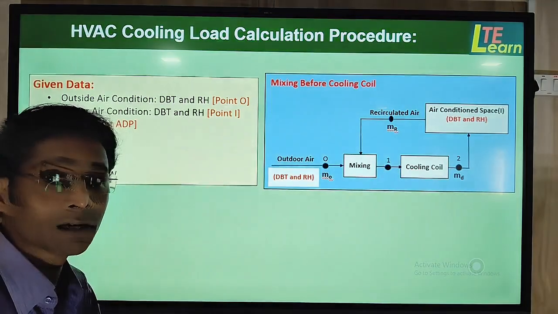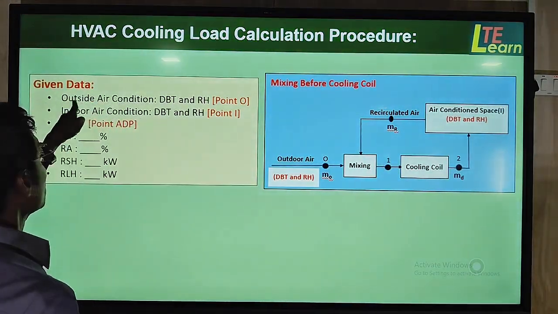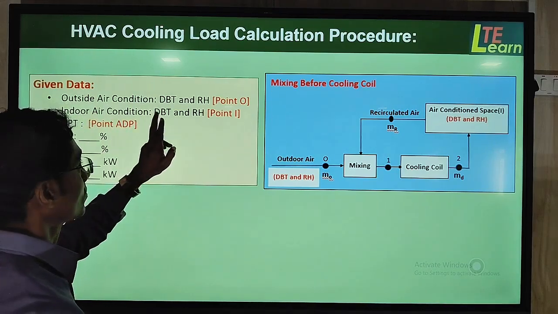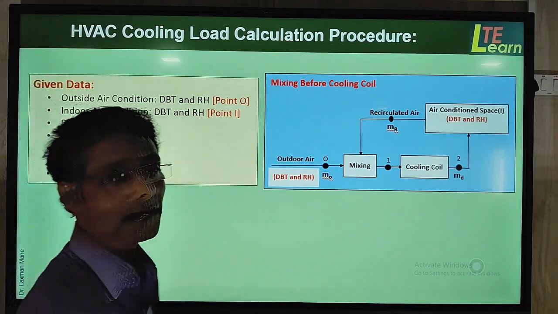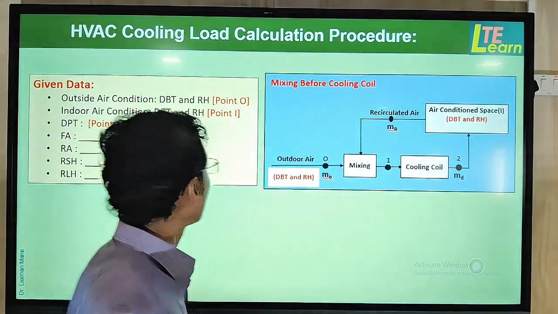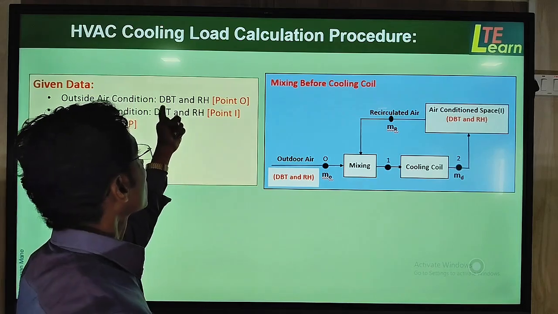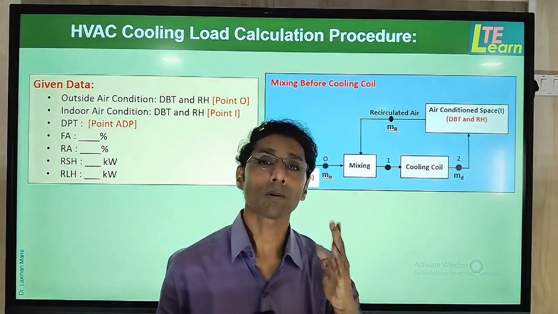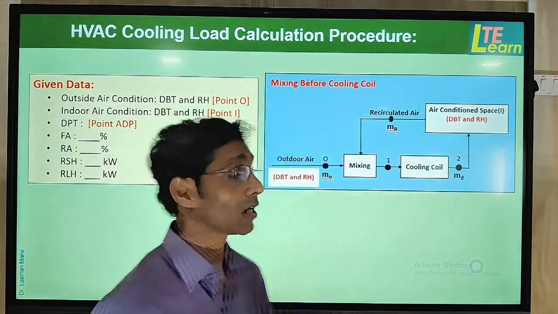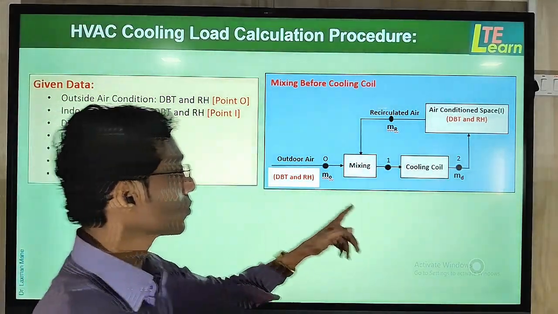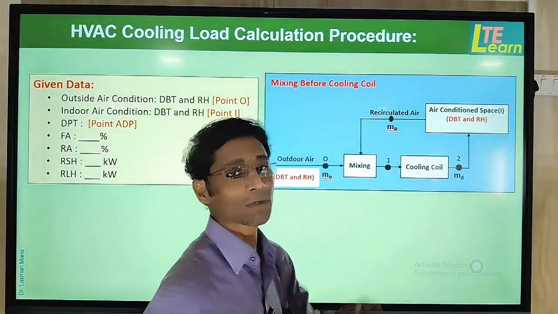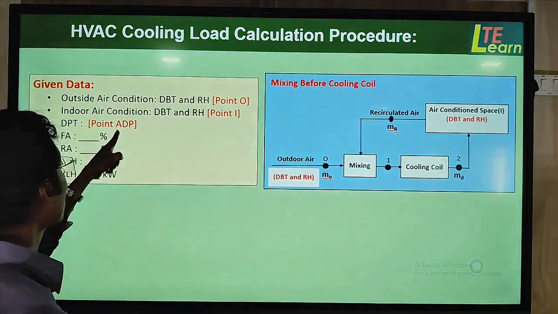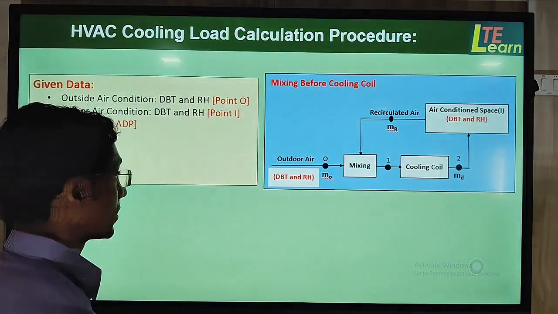Now in this case, to find the parameters we have discussed in the objectives, we need data. That data is given in the numerical. Here we need the outside air condition and indoor air condition, that is the outdoor and indoor conditions, in the form of dry bulb temperature and RH. Sometimes it may be given in the form of dry bulb temperature and wet bulb temperature also. After that, we should know the cooling coil surface temperature. It is called DPT. It is also called here ADP, meaning apparatus dew point.